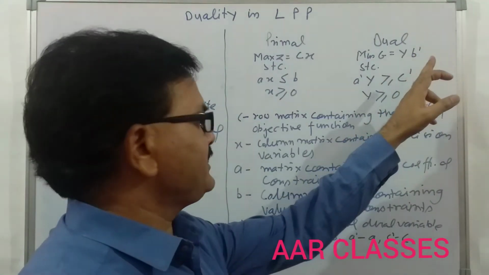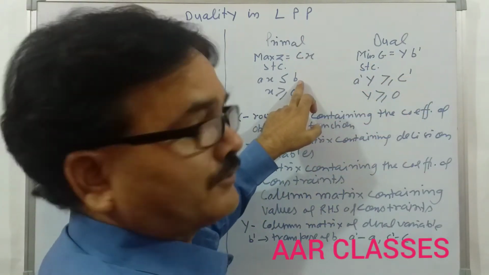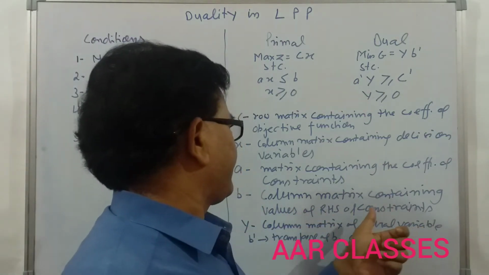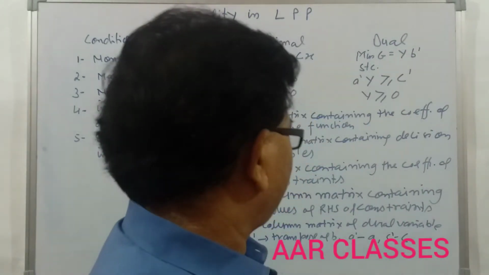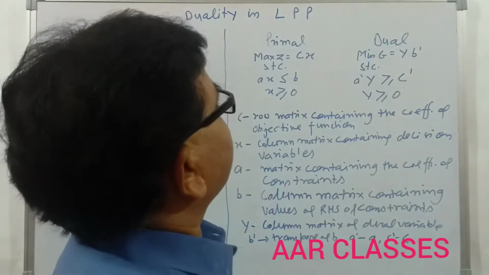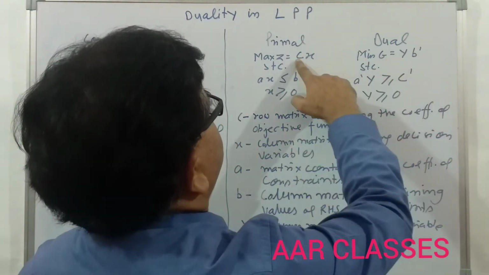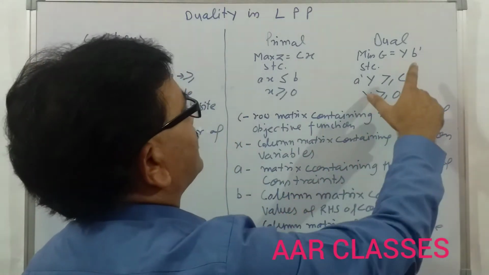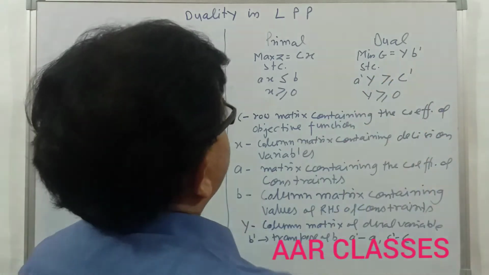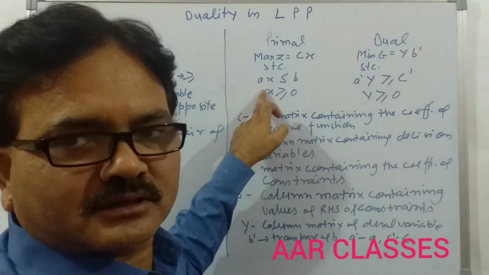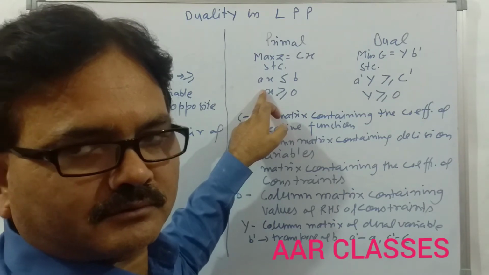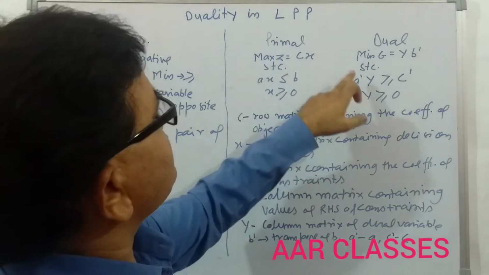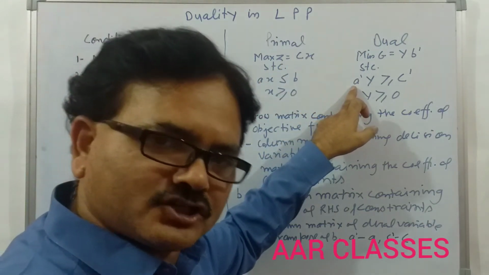Now b dash is basically the transpose of b. What was the b? B was basically a column matrix containing values of the RHS of constraints. So here we take it, we replace it by c actually. So b dash is the transpose of b, and subject to constraints, A, that was the matrix containing coefficients of constraints, so here we take it A dash. A dash means transpose of A.